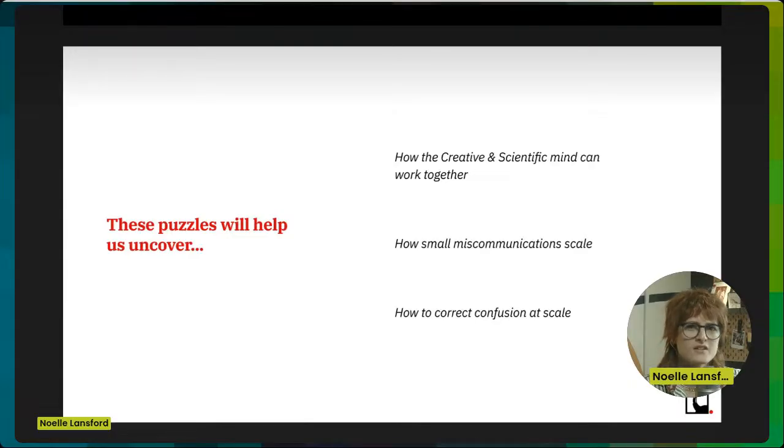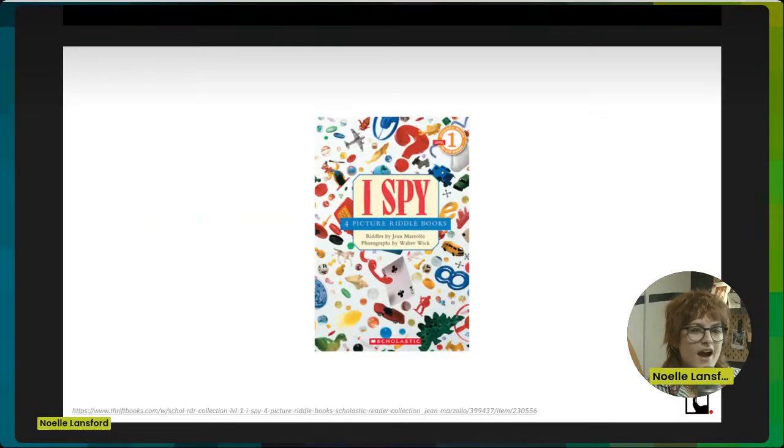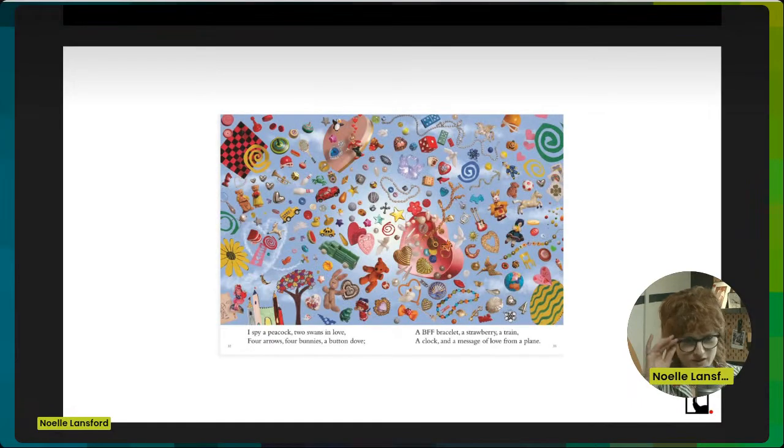So let's start with I Spy. I don't know if you remember this book. If you do, this book has a special place in my heart, the specific one. But basically what I Spy does is it walks kids through a series of puzzles where they're going to have to interpolate what they're seeing on a page and a riddle. So let's take a look at one of these pages real quick. There's a lot going on. It's kind of overwhelming. It's kind of the point.